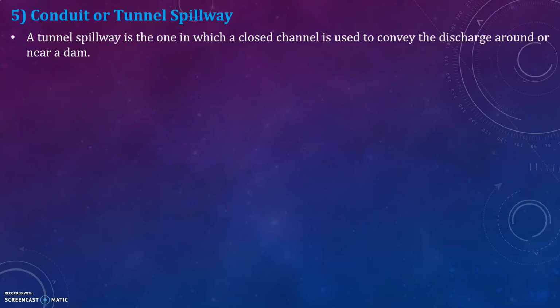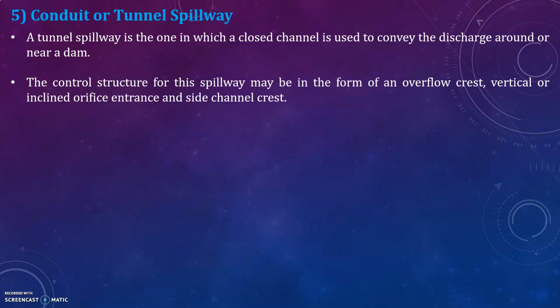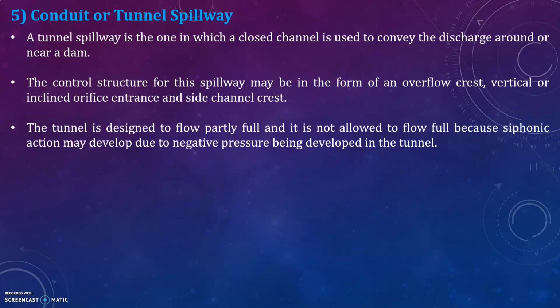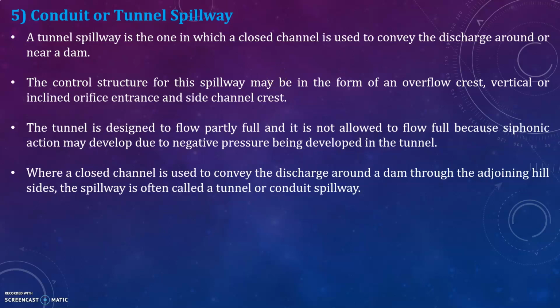A tunnel spillway is the one in which a closed channel is used to convey the discharge around or near a dam. The control structure for this spillway may be in the form of an overflow crest, vertical or inclined orifice entrance, and side channel crest. The tunnel is designed to flow partly full, and it is not allowed to flow full because a siphonic action may develop due to negative pressure being developed in the tunnel, where a closed channel is used to convey the discharge around a dam through the adjoining hillsides.